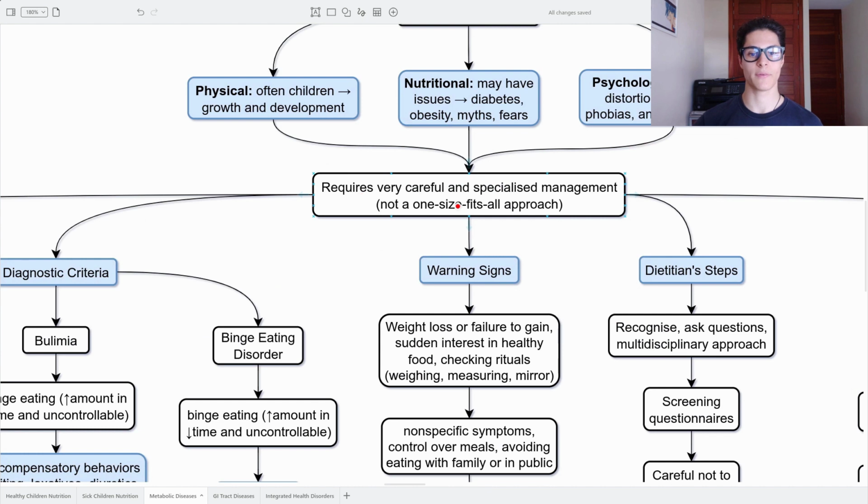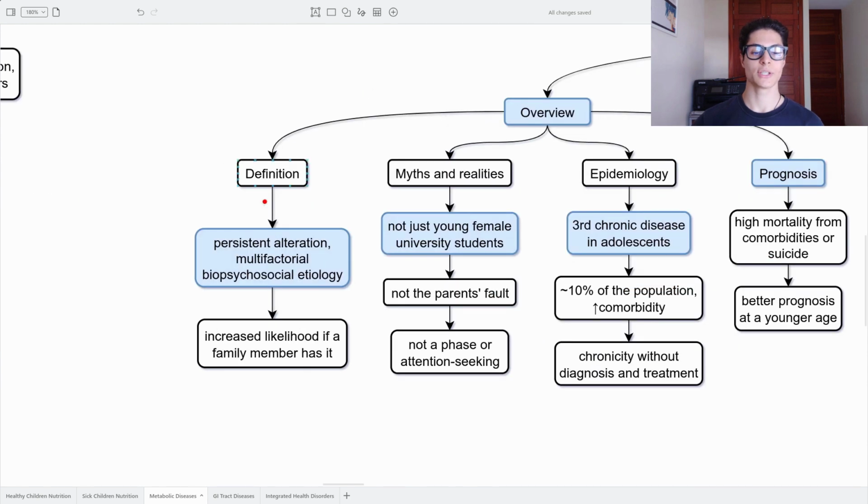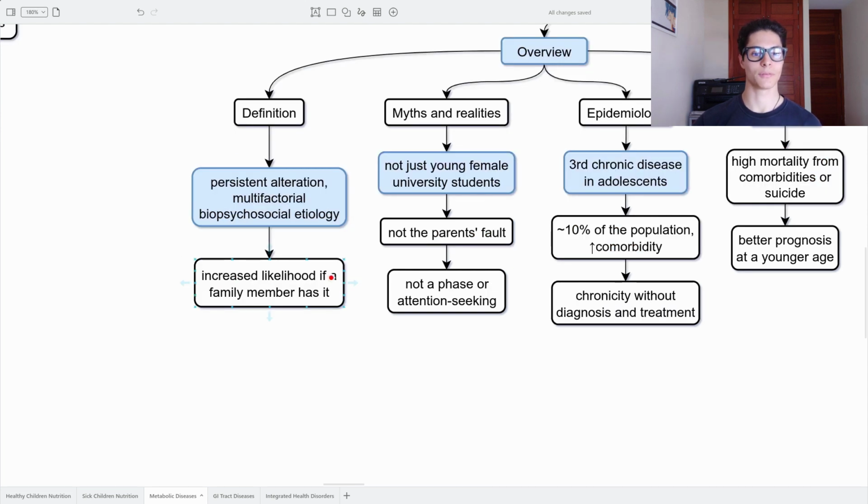So this requires a very careful and specialized management. There is no one-size-fits-all approach. The definition is a persistent alteration with multifactorial biopsychosocial etiology. This, in other words, means that it can come from different areas of our life: biological, psychological, and social as well. There is an increased likelihood of developing an eating disorder if a family member has it.